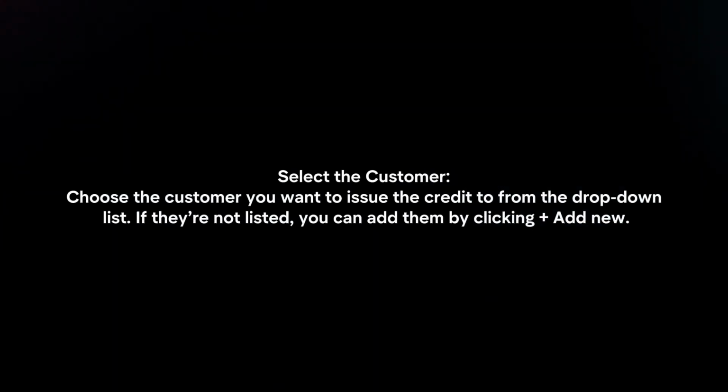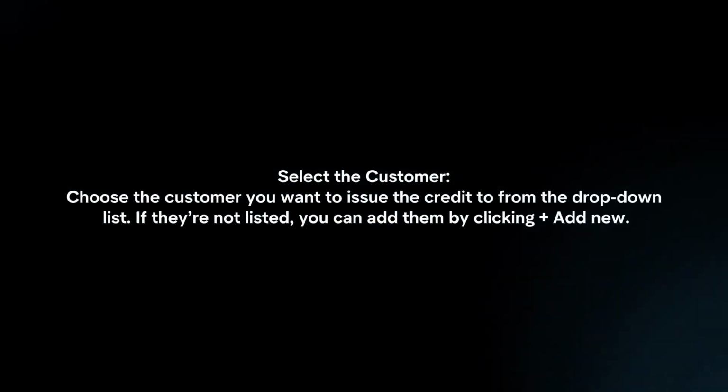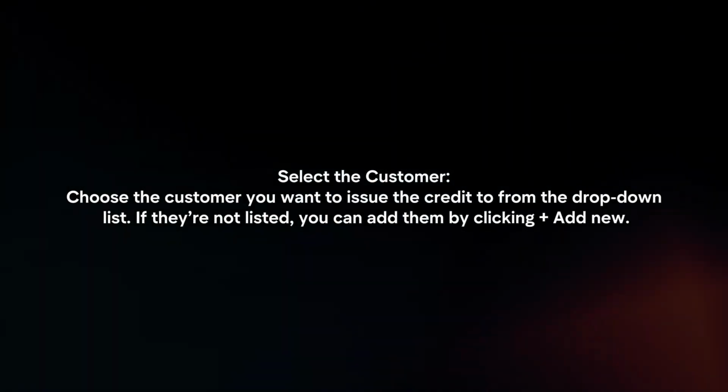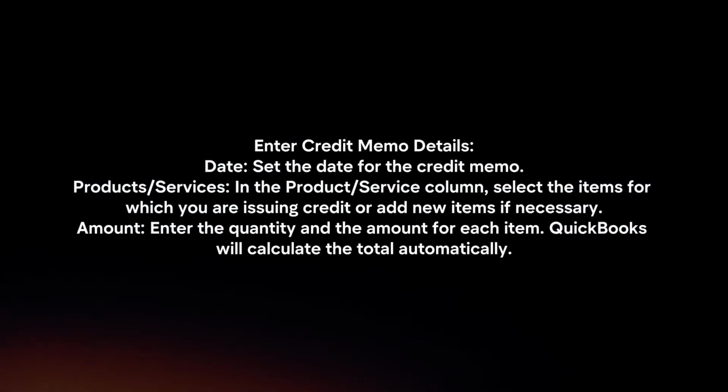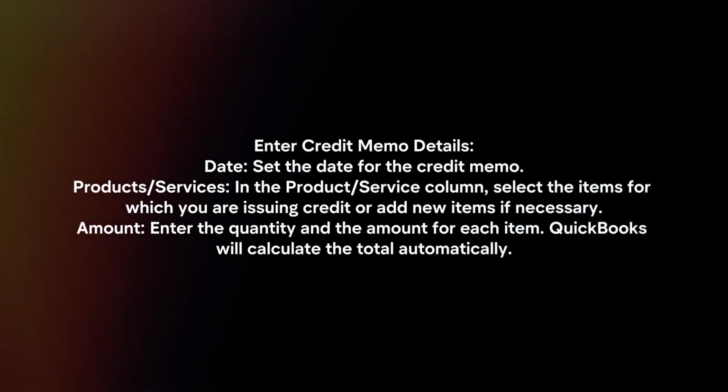Select the customer. Choose the customer you want to issue the credit to from the drop-down list. If they are not listed, you can add them by clicking plus Add New. Enter credit memo details. Date. Set the date for the credit memo.